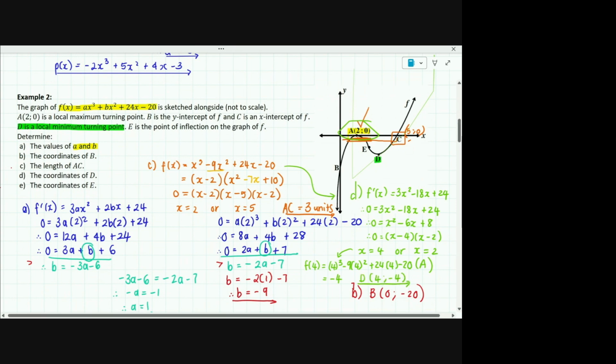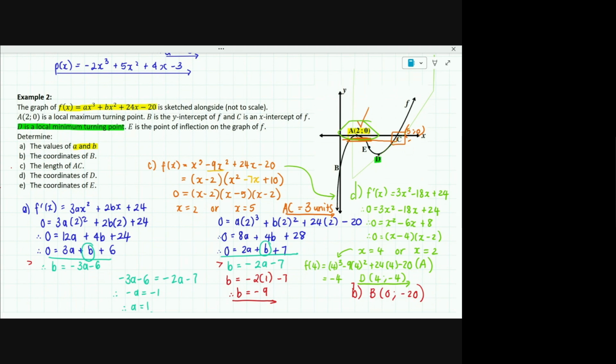I really have chosen to squish things here, but anyways, it's okay. So: turning point, first derivative equal to 0, factorize, substitute that x value back into your original cubic function to get the corresponding y. And so we have the coordinate of D.